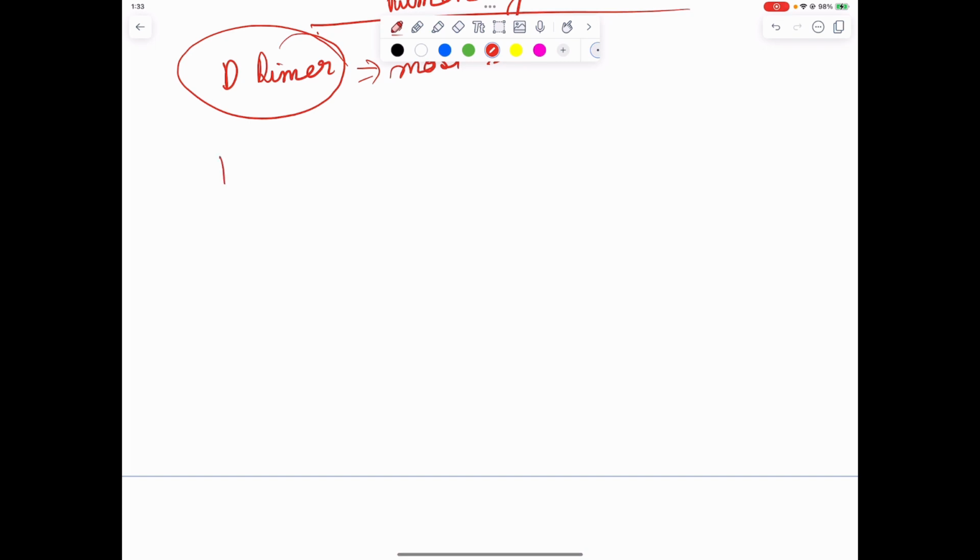Now we do echo. What happens in echo? In echo, we get the McConnell sign, in which the right ventricular free wall is not moving. Now what is the ECG finding that we get?